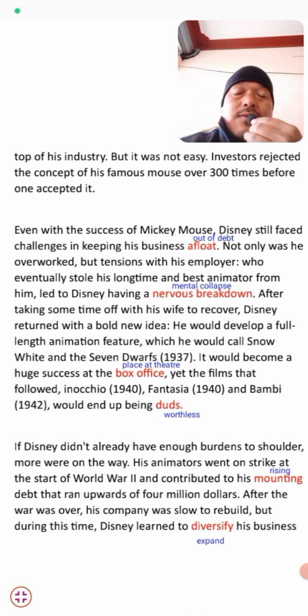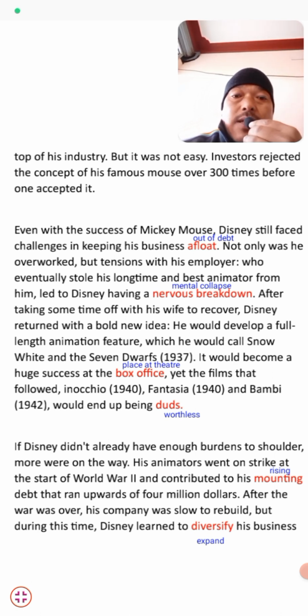Yes, students, though Mickey Mouse was a successful concept, Disney was still facing the problem of moving his business ahead because he was not able to clear his debt. Not only was he overworked, but tension with his employer, who eventually stole his long-time and best animator from him, led to Disney having a nervous breakdown.